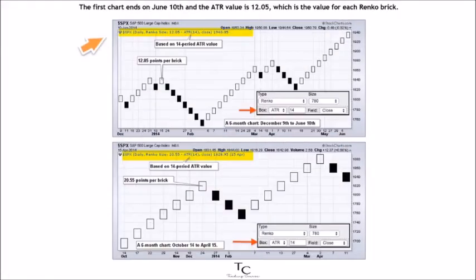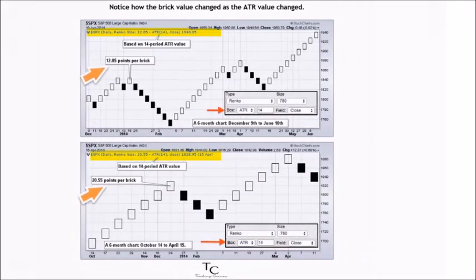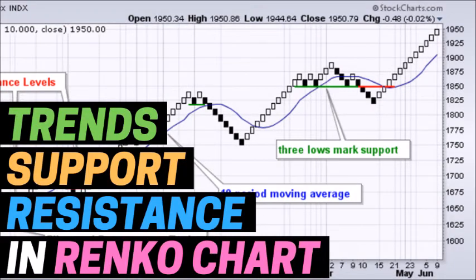The first chart ends on June 10th and the ATR value is 12.05, which is the value for each Renko brick. The second chart ends on April 15th and the ATR value is 20.55, which is the value for each Renko brick. Notice how the brick value changed as the ATR value changed. The bricks on April 15th have a much higher value than the bricks on June 10th.